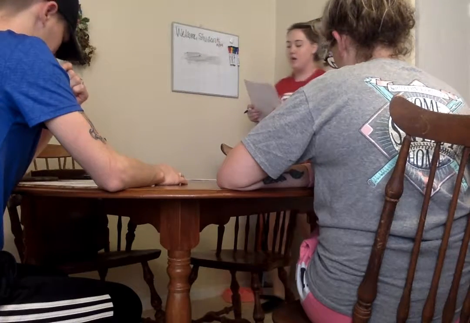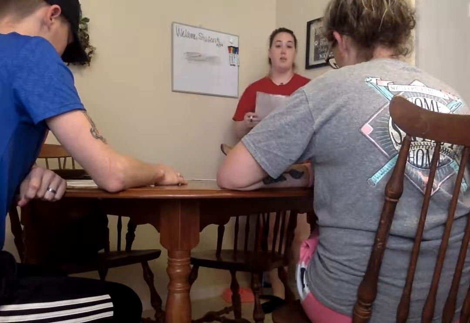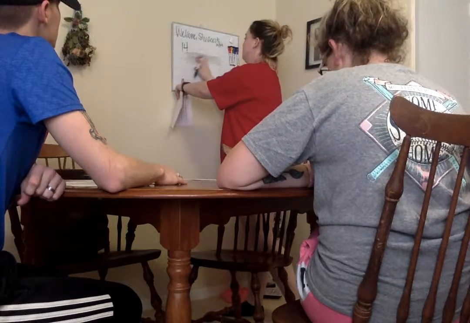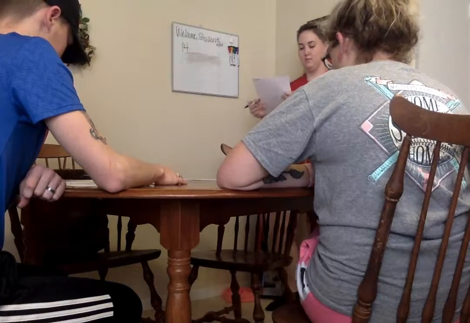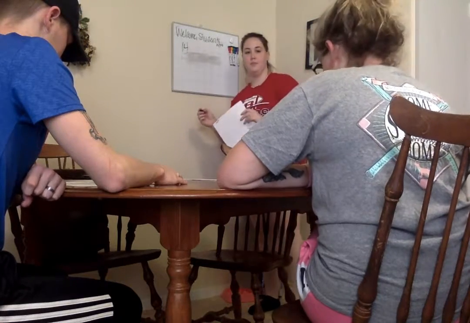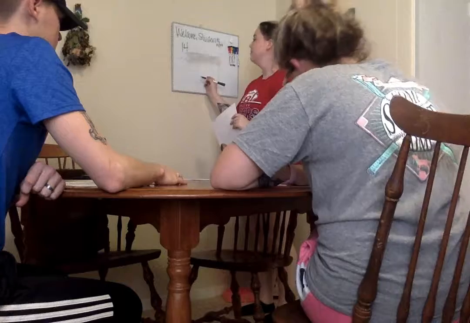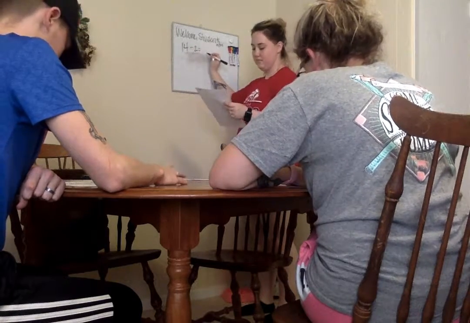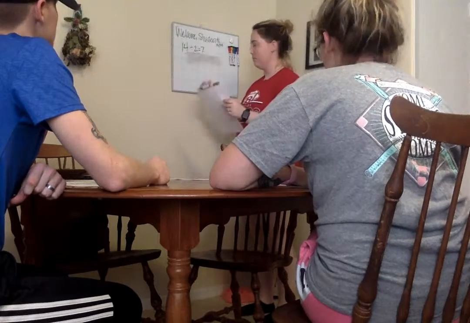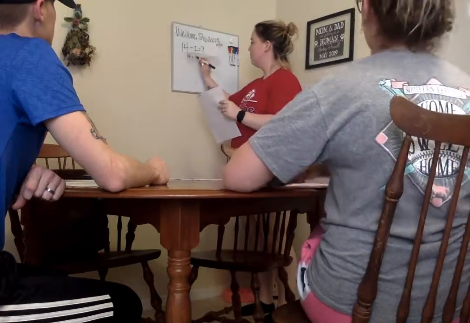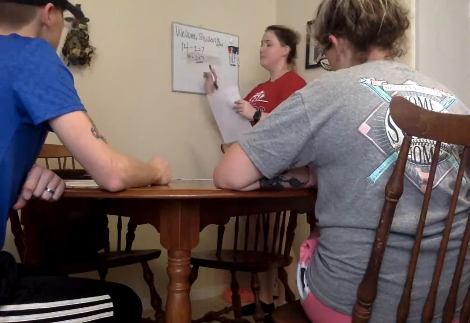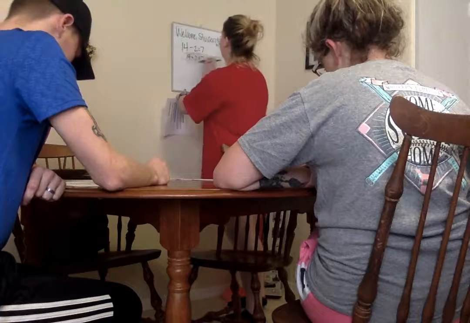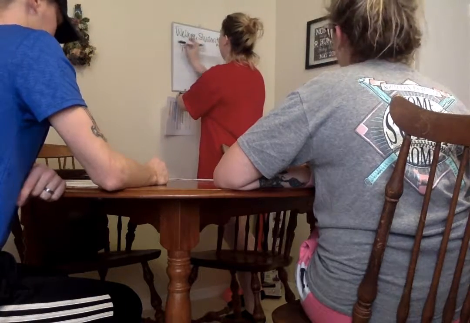So I'm going to write a number on the board, and I want you to show me how to find the prime factors. So if the number was 14, how would we find it? What would we start with? 14 divided by 2 equals 7. Okay. So 14 equals 2 times 7. And what are these? Factors. Good job.